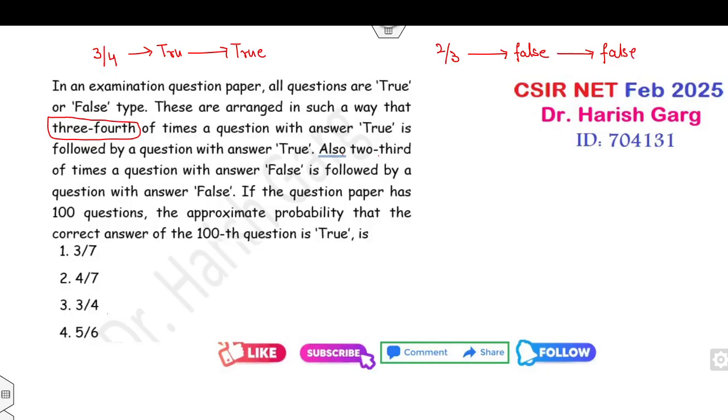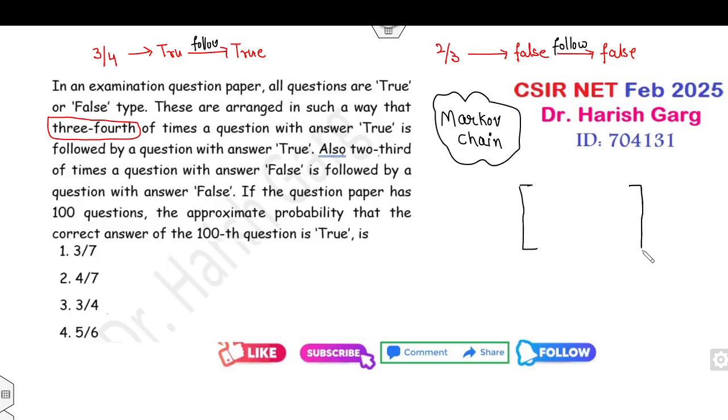If the question paper consists of 100 questions, what is the approximate probability that the correct answer to the 100th question is true? First of all, let me know which thing comes to your mind after reading this statement. Let me know in the comment box. Which thing comes to mind when it is given that followed by something, followed by something? Is it a Markov chain? Yes, of course it's a Markov chain.